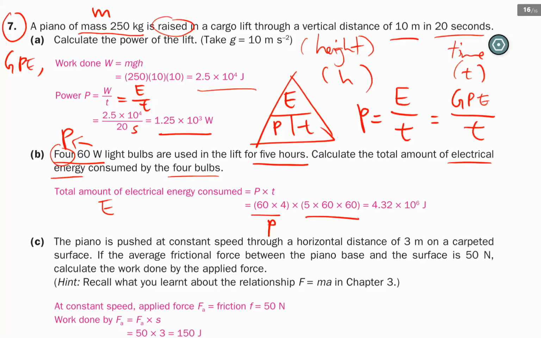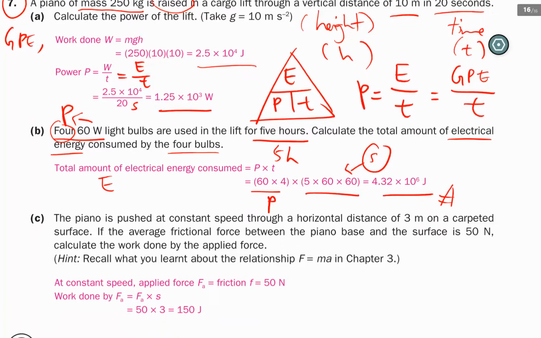In this case, because it's 5 hours, you have to convert to seconds. You convert 5 hours to minutes, and 1 hour is 60 minutes. Then 1 minute is 60 seconds. So you must multiply by 60 and 60 to convert to the SI unit of seconds. Once you convert to seconds, you press your calculator. This is your answer in joules, which is energy. Remember this is very important, and this triangle is very important to use. Remember to convert to the SI unit. Time is in seconds, so you must times 60 times 60. Then next we move on to part C.